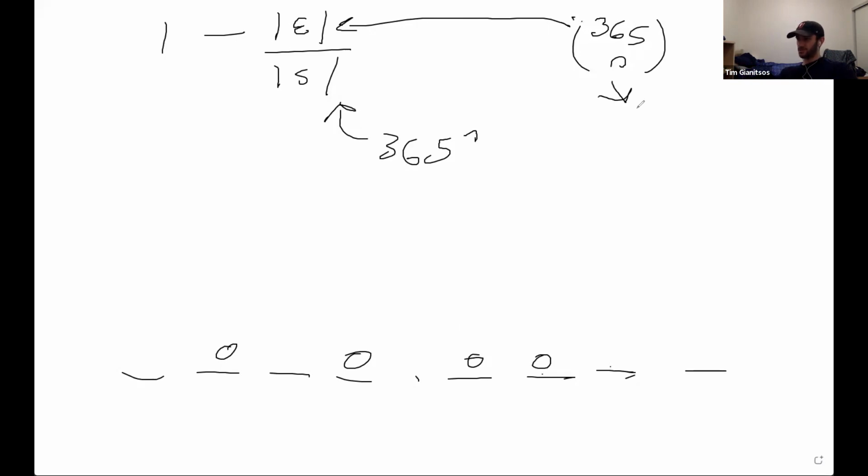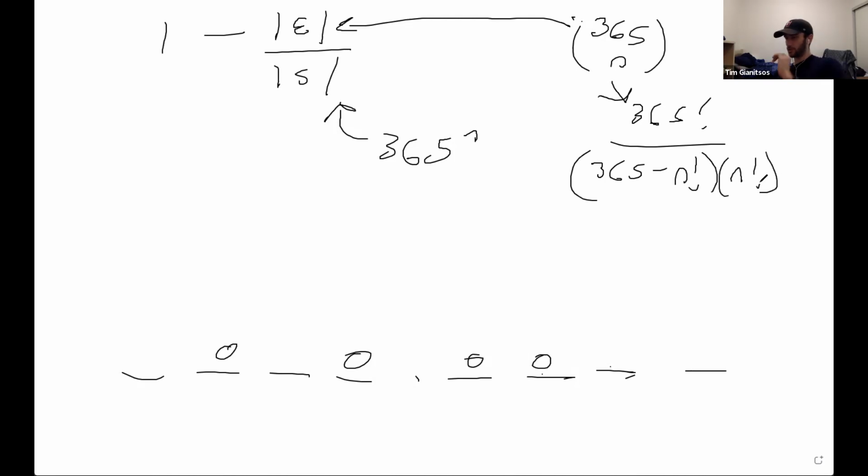This would turn into 365 factorial divided by, what is it, 365 minus n factorial times n factorial, right? What I'm arguing is that this is not quite right. The correct answer turns out to be almost this exactly, but without this term. Whoops. My Wacom tablet's glitchy. This term gone, right?